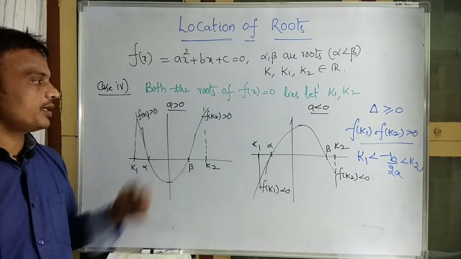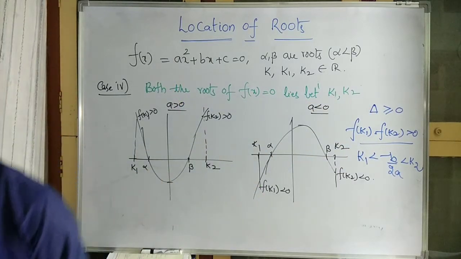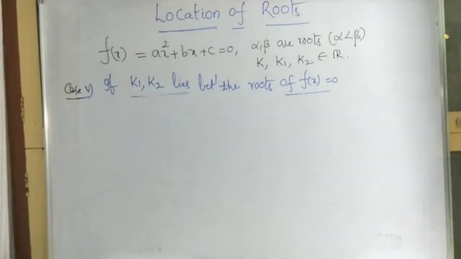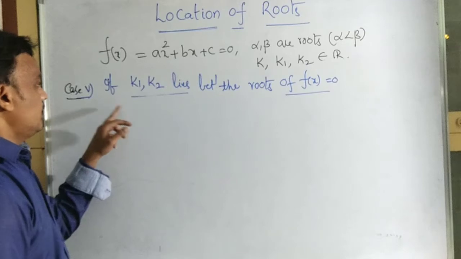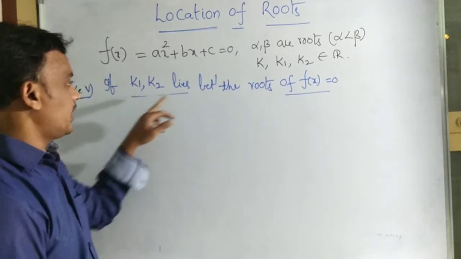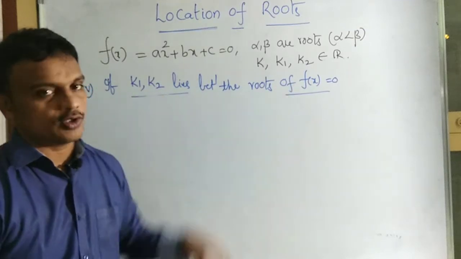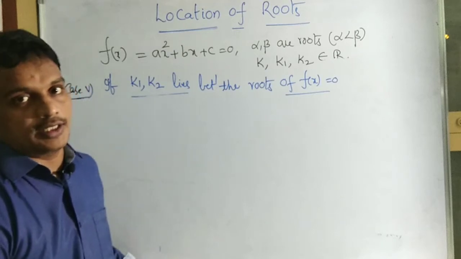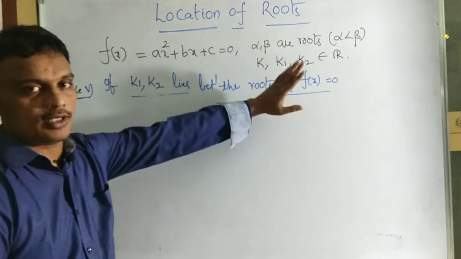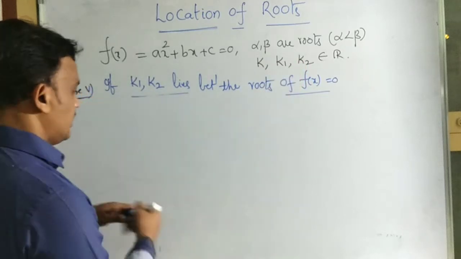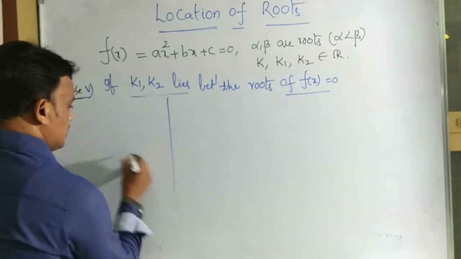Come on students, make a note. There is one more case. If the two real numbers k1, k2 lie between the roots of f of x equals 0, in that case, what are the conditions? The two real numbers k1, k2 lie in between alpha and beta. The same data we are going to represent in the diagram.